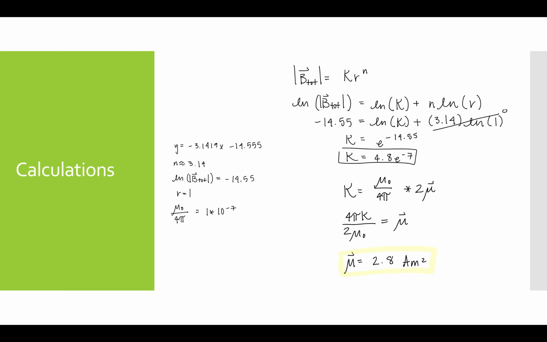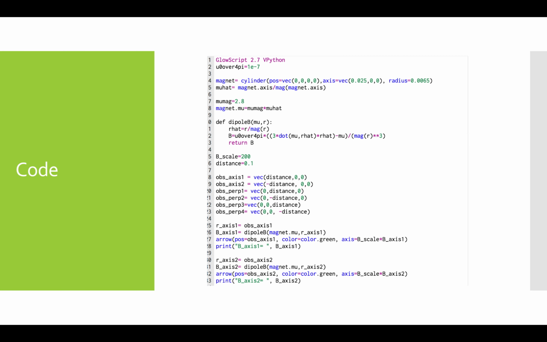We can take this equation where B total equals K R^n. We can take the ln of the entire equation and then solve for K to get K equals 4.8 times 10 to the negative 7th. From there, we know the equation for distance dependence of a bar magnet is K equals mu naught over 4 pi times 2 mu. We can then manipulate the equation to find mu, which ends up being 2.8.